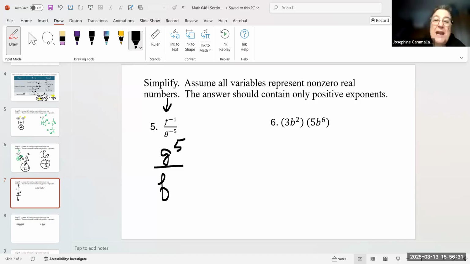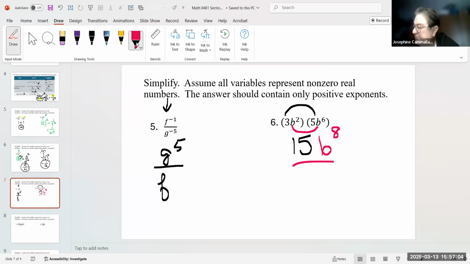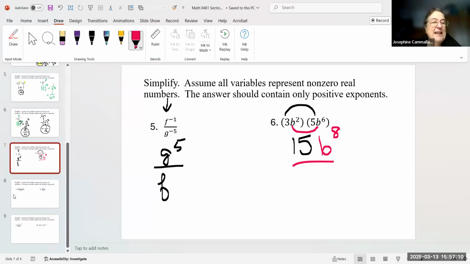Now, number 6, we have numbers. Well, the numbers are multiplying. 3 times 5 is 15. But these are going together. But I have 2 b's and 1 b in another, which gives me a total of 15b to the 8. Okay. Getting a little more interesting here.